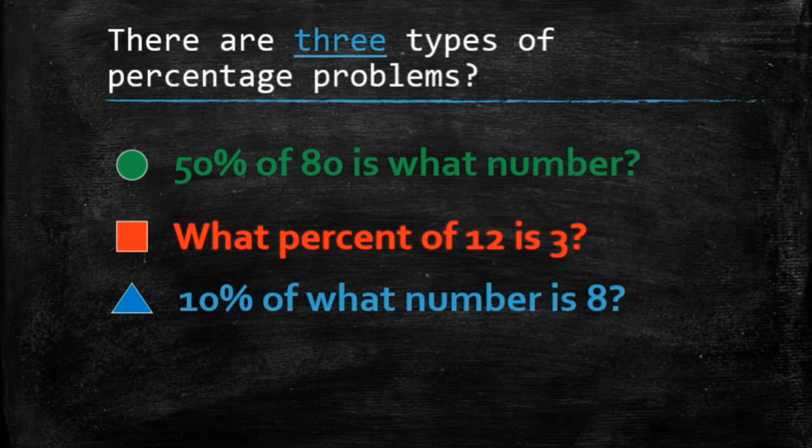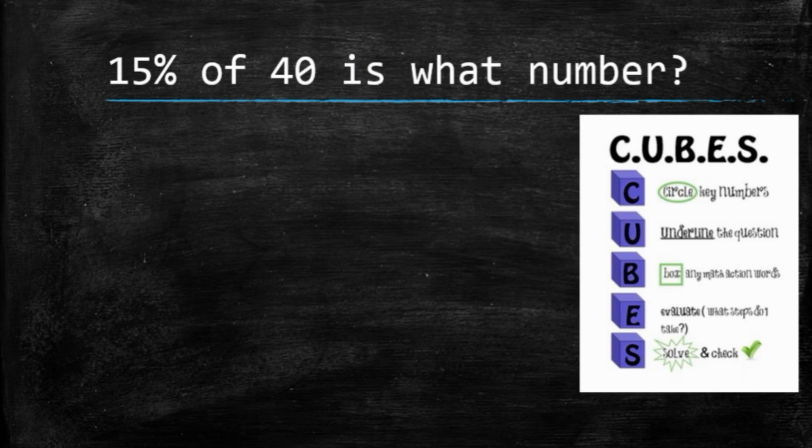So those are the 3 types that you're going to need to solve. And there are no other different types of percentage problems. They're either one of these 3. So let's go ahead and start by solving one of the first type of problems. We're going to go ahead and use the cube strategy. I would highly recommend that you use the cube strategy for all the word problems that you complete.